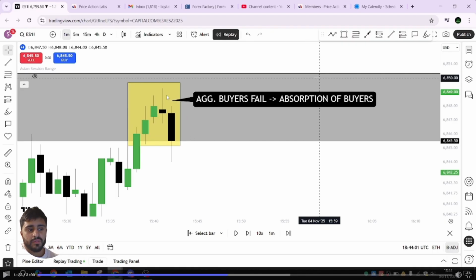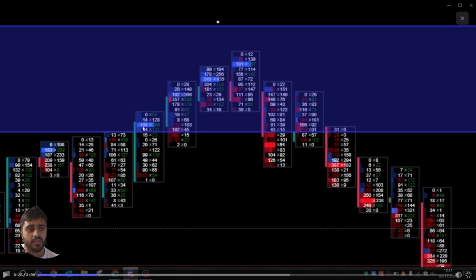So we have in this yellow box, we see aggressive buyers failing, absorption of buyers. Now think about it this way. Let's go back. If we break below this zone after seeing 1, 2, 3, 4 minutes of heavy aggressive buying, who is in control of this zone? Or let's go one step back. When you see aggressive buyers, right, are they trying to break price above the level or below the level? Well, they're trying to break price above the level.